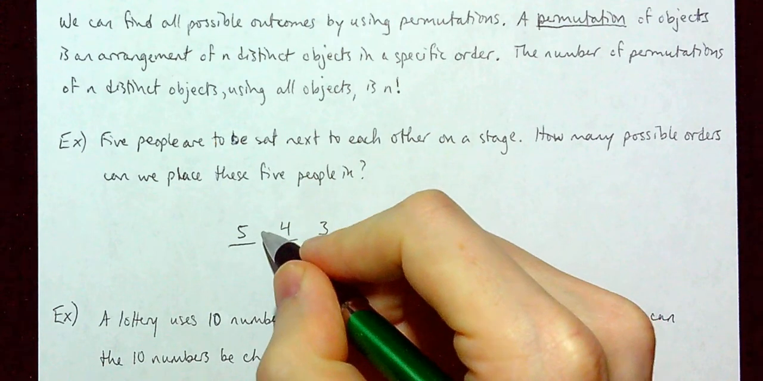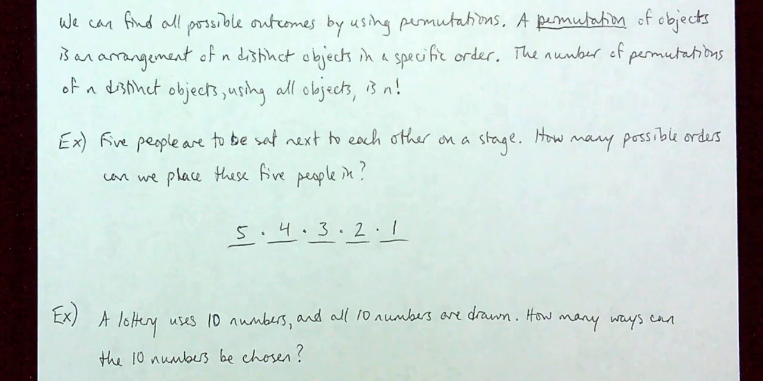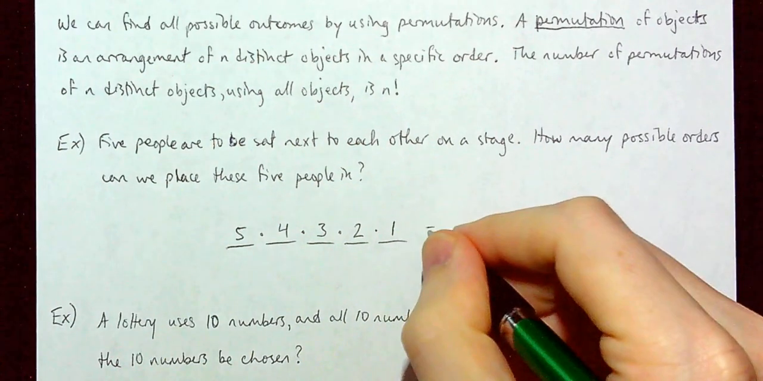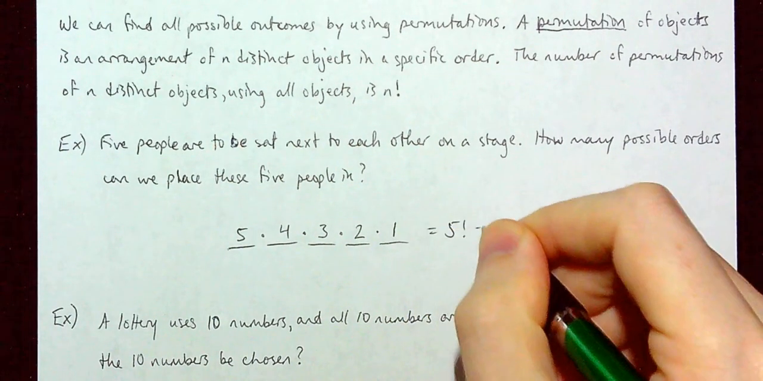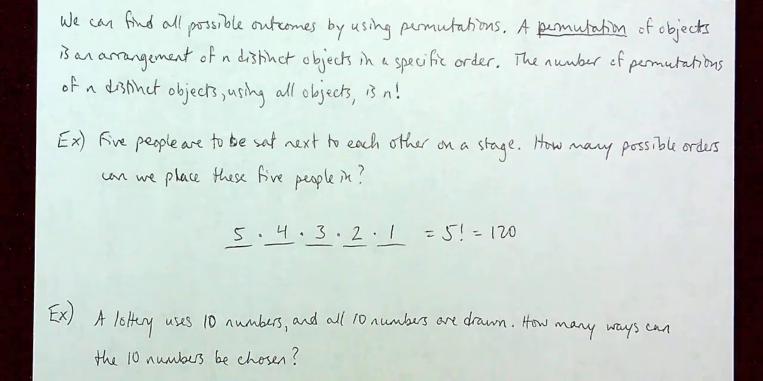So the number of possible outcomes is going to be the product of these. 5 times 4 times 3 times 2 times 1. And this is, by definition, 5 factorial. And for the record, 5 factorial is 120. So there's 120 different ways that 5 people can be sat next to each other on a stage.